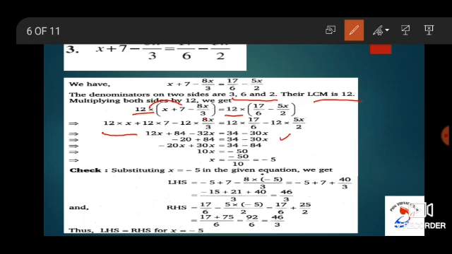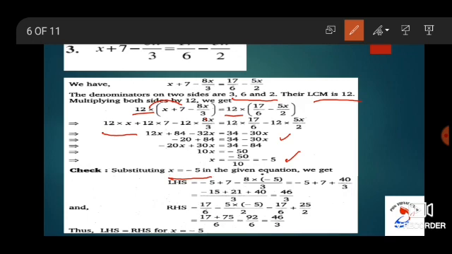In the next step, it will give you the result as 12x plus 84 minus 32x is equal to 34 minus 30x. That is nothing but minus 20x plus 84 is equal to 34 minus 30x. That is equal to minus 20x plus 30x is equal to 34 minus 84. On solving this, the value for x will be x is equal to minus 50 by 10. That is nothing but the value for x is minus 5.